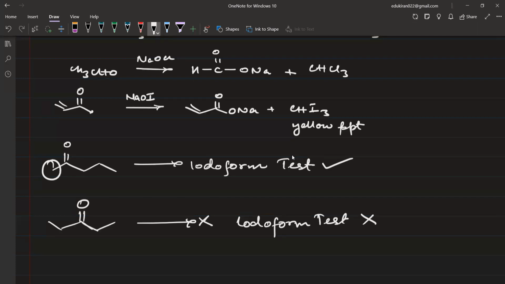What will be made? You are going to make here double bond O and ONa. Okay, this will be formed.